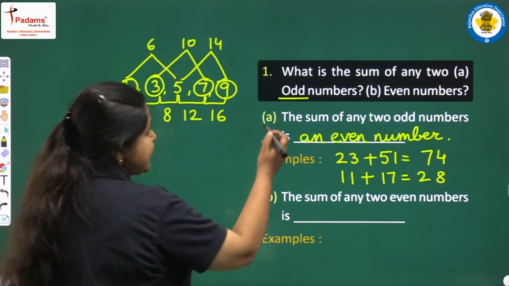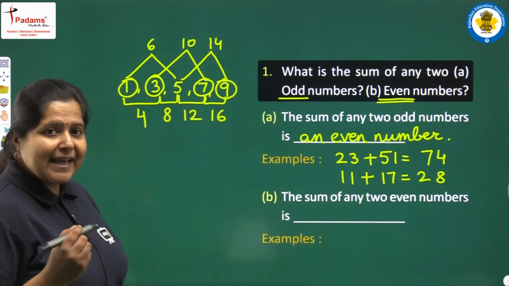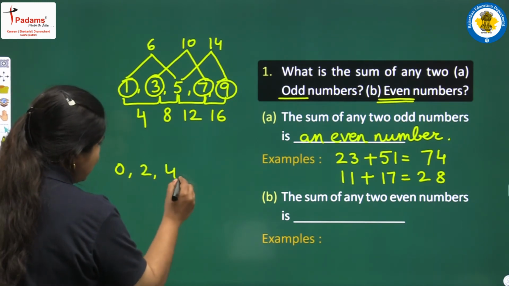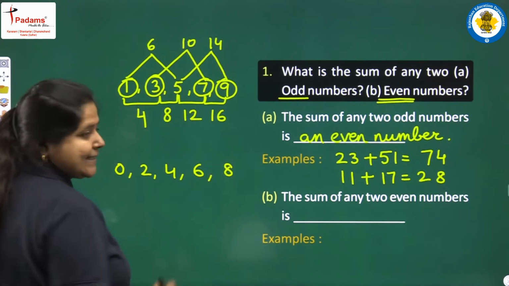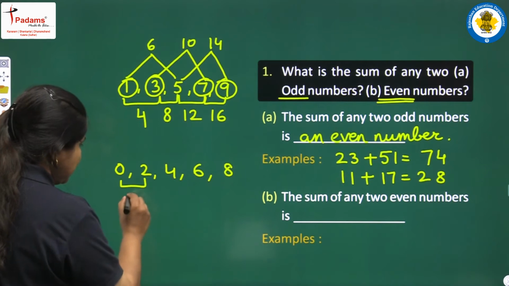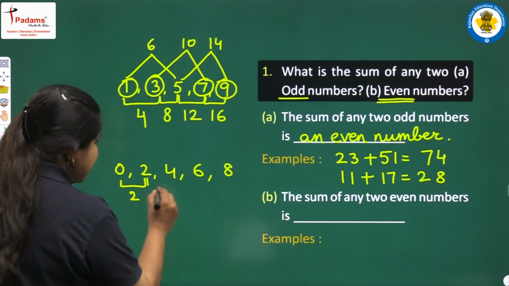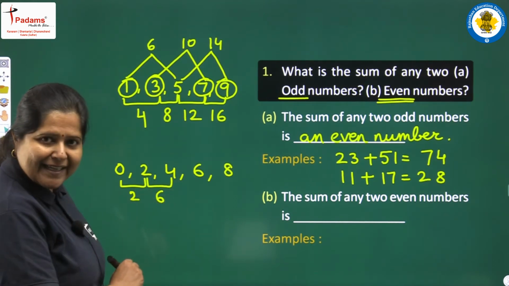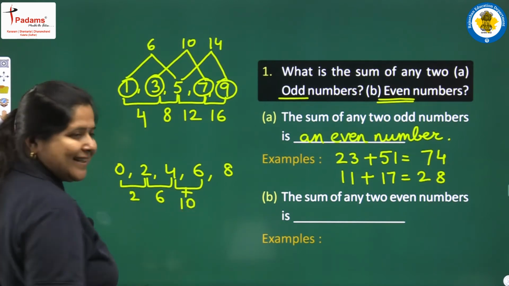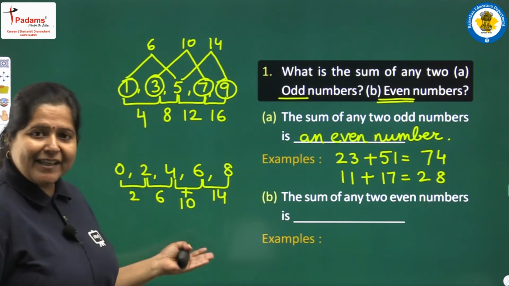Then what is the sum of any two even numbers? We know that even numbers have the digits 0, 2, 4, 6 or 8 at the ones place. So if we add any two even numbers, suppose we add these two, the sum will be 2, which is an even number. If we add these two, it will be 6, again an even number. If we add these two, it's 6 plus 4, 10, even number. If we add these two, it will be 14, which is again an even number.